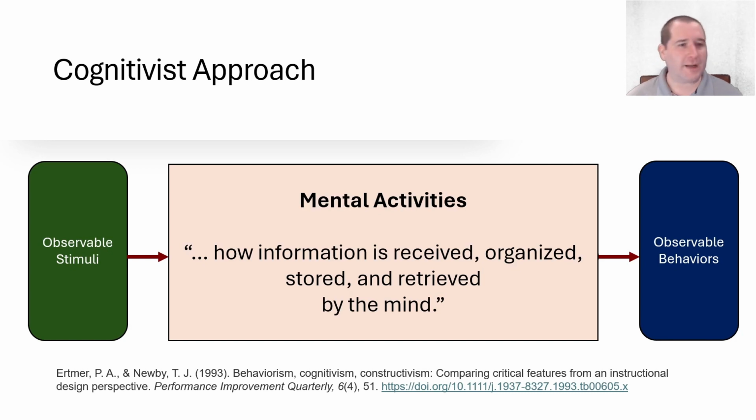So the next field we're going to take a look at is in a lot of ways the counter to behaviorism. It's the approach, well, what's in that black box? Okay, what's going on from observable stimulus to observable behaviors? And the cognitivists think that's where learning takes place. That's what we need to focus on. Okay, so their approach is they're concerned with the mental activities that are going on. How is information received, organized, stored, and retrieved by the mind? Okay, that is the field of cognitivism.